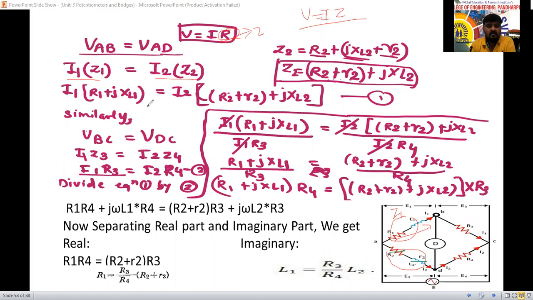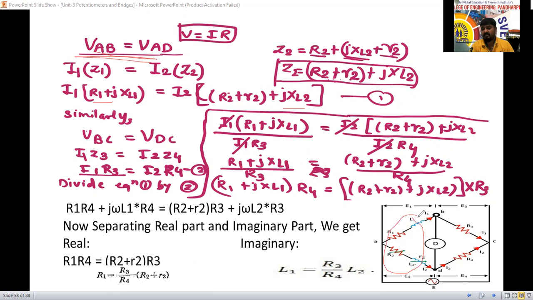Okay. So here Z1 equals R1 plus jXL1, we have to write down. In the place of Z2, you write down R2 plus small r2 into jXL2. Similarly, for VAB equal to VAD, this term is over now.